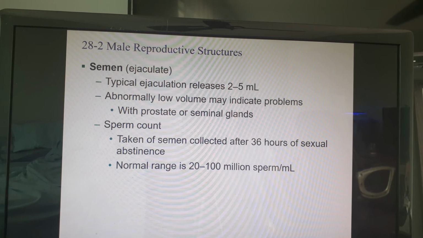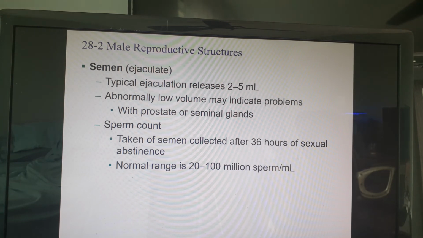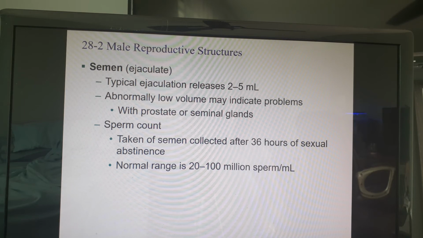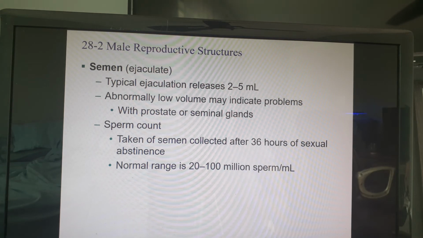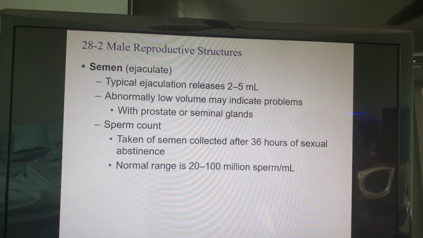So, putting all of this together, semen, the ejaculate that happens during a male climax, is usually 2 to 5 milliliters in volume. If it's any lower than that, it could be a problem with either the prostate gland or the seminal gland. And within that 2 to 5 milliliters, we would expect to see 20 to 100 million sperm. Now, this is if they went 36 hours, or a whole day and a half, since their last orgasm. That is the normal amount of sperm we would expect to see. If you know anybody who's ever had to go get a sperm analysis done, yeah, they make you refrain from sex for a couple of days, and then they'll have you come in and give a sample.